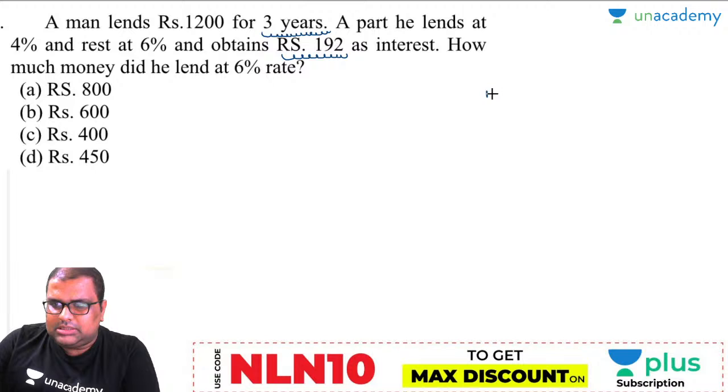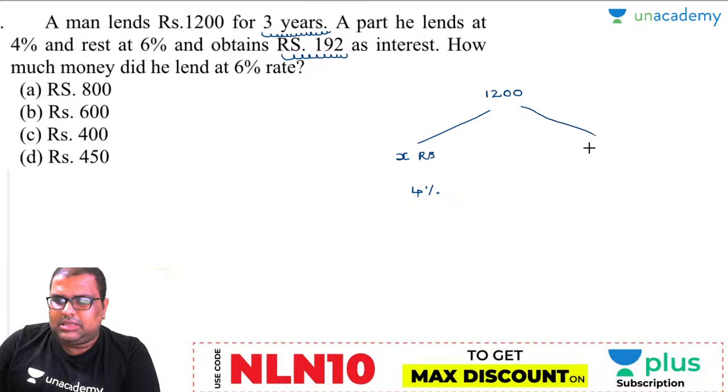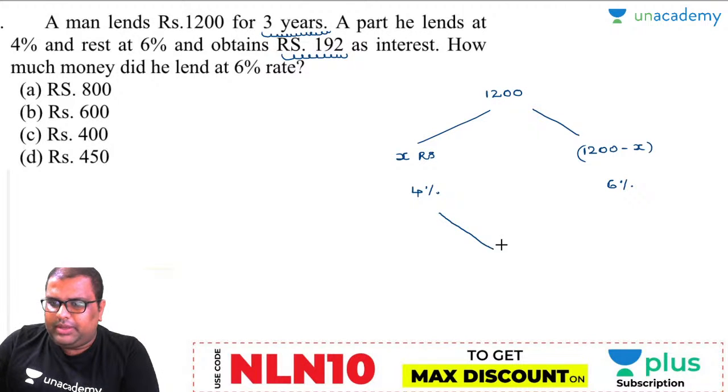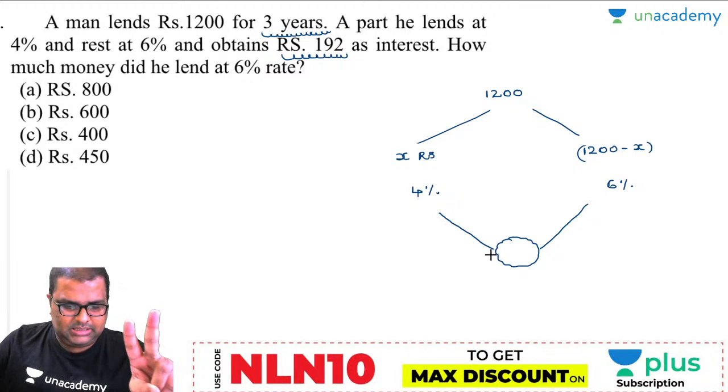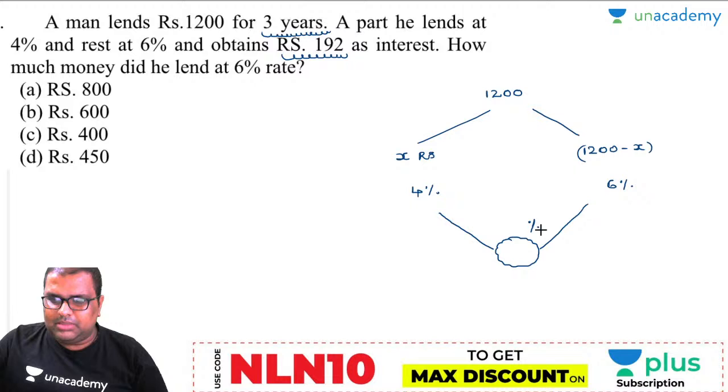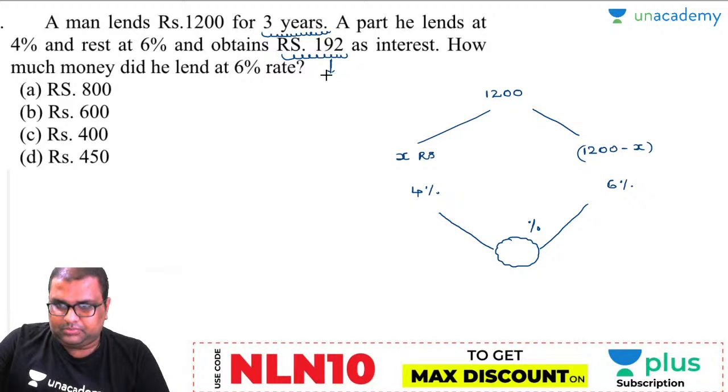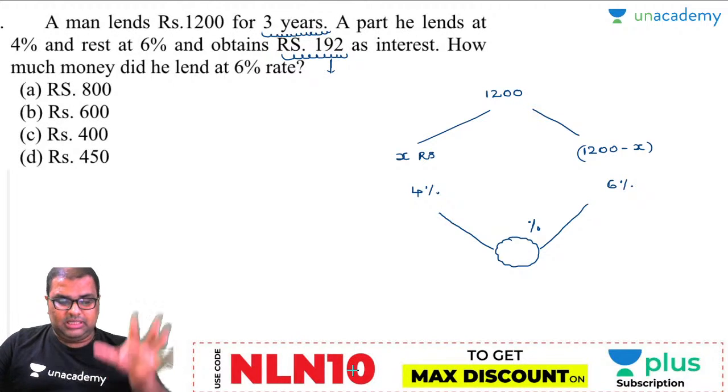So look, I will take it down like this. There are 1200 rupees. In this, x rupees was given at 4% interest rate. Now the remaining 1200 minus x is given at 6% interest rate. Now see here, when you club two percentages together, the average value must also be a percentage. Here you are not given a percentage, you are given a number value. Now find out the overall rate of interest, then that will be the value here.